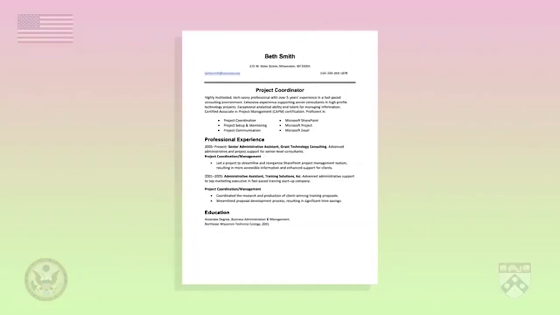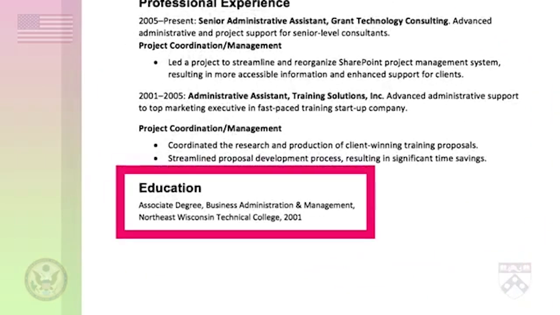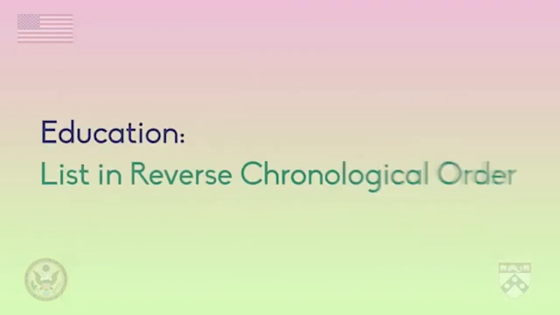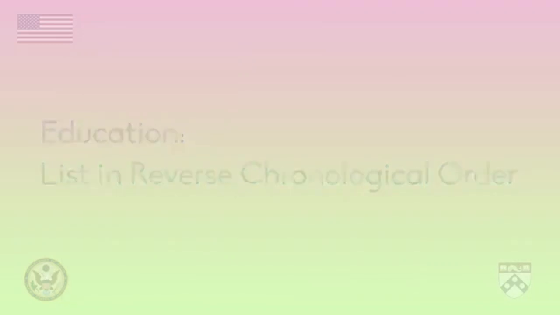If we look at the sample resume one more time, can you see what education Beth Smith received? She includes her associate's degree from Northeast Wisconsin Technical College in 2001. If you have more than one qualification, list them in reverse chronological order, similar to your work experience. So, you should begin with your most recent degree first, and then the one before that after.